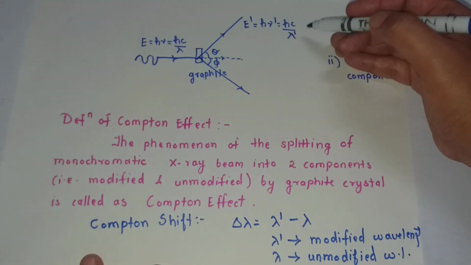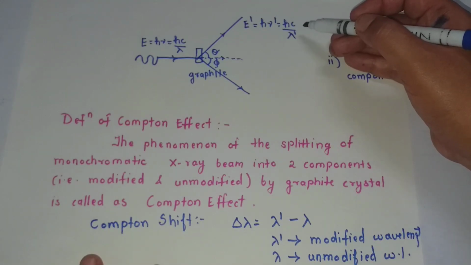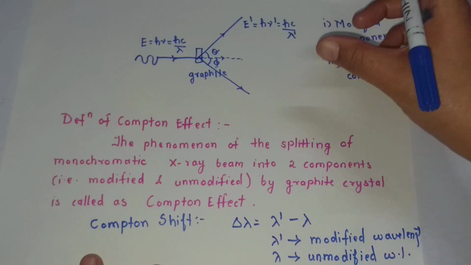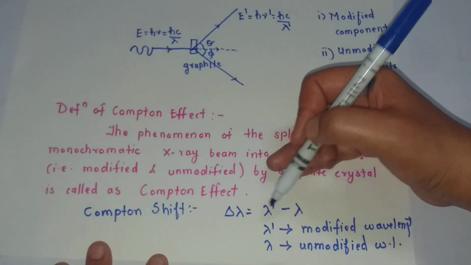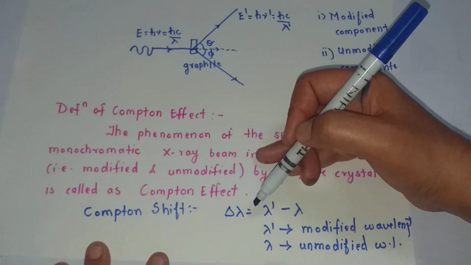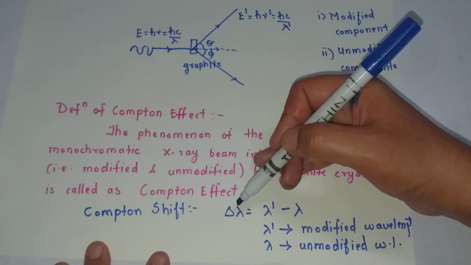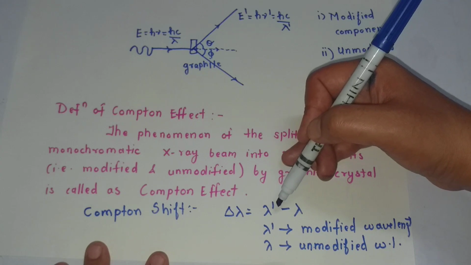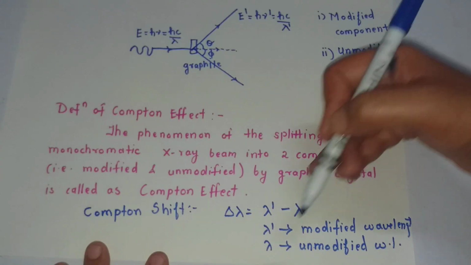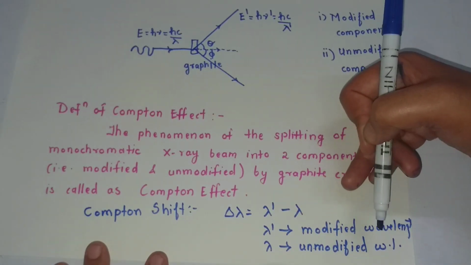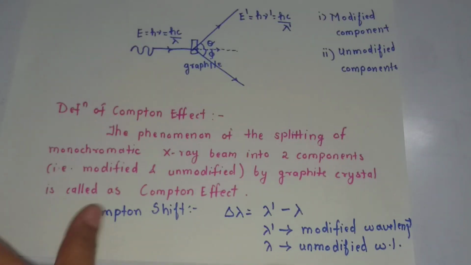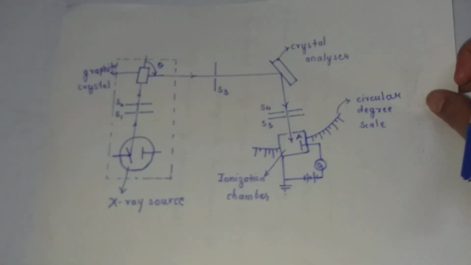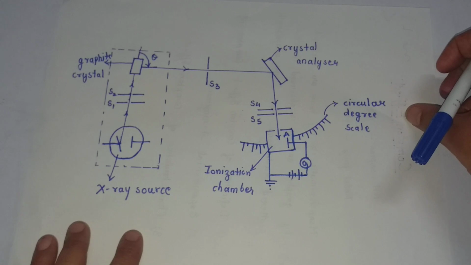As there is increase in the wavelength of the scattered photon, the increase in the wavelength is denoted by Compton shift. It is given by delta lambda equals lambda prime minus lambda, where lambda prime is the modified wavelength and lambda is the unmodified wavelength. Now let us see the experimental arrangement of Compton effect.